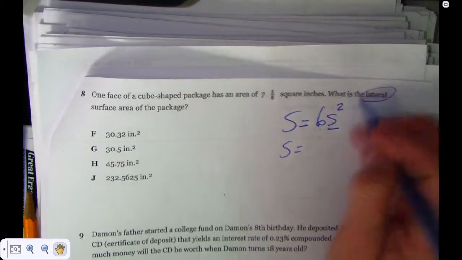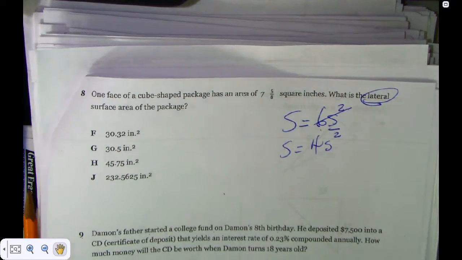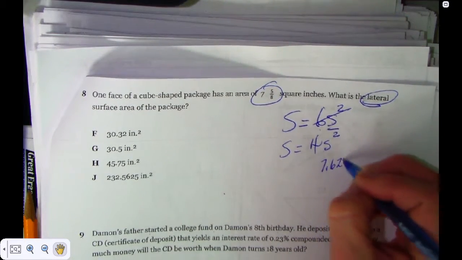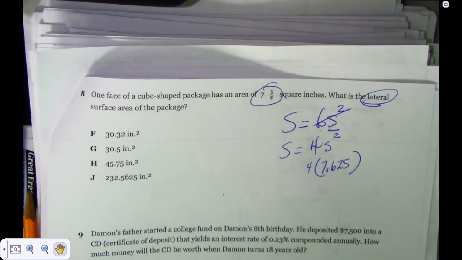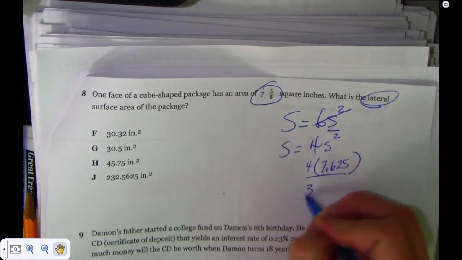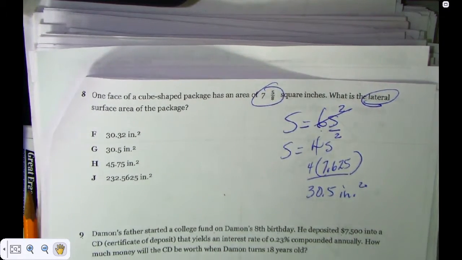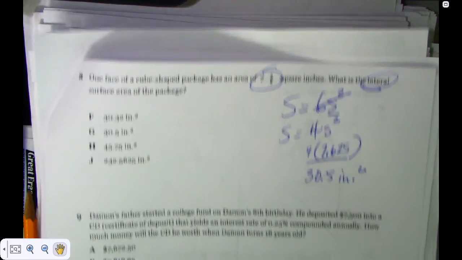But they want the lateral. So it's only 4 sides. We're not going to use 6. We're going to use 4 sides. Well, guess what? They gave us the area is 7. And I love the people that know that 5/8 is 0.625. And if you don't know it, you knew to divide 5 by 8. You multiply that, you get 30.5 inches squared. Guys, we got to start using some common number sense.